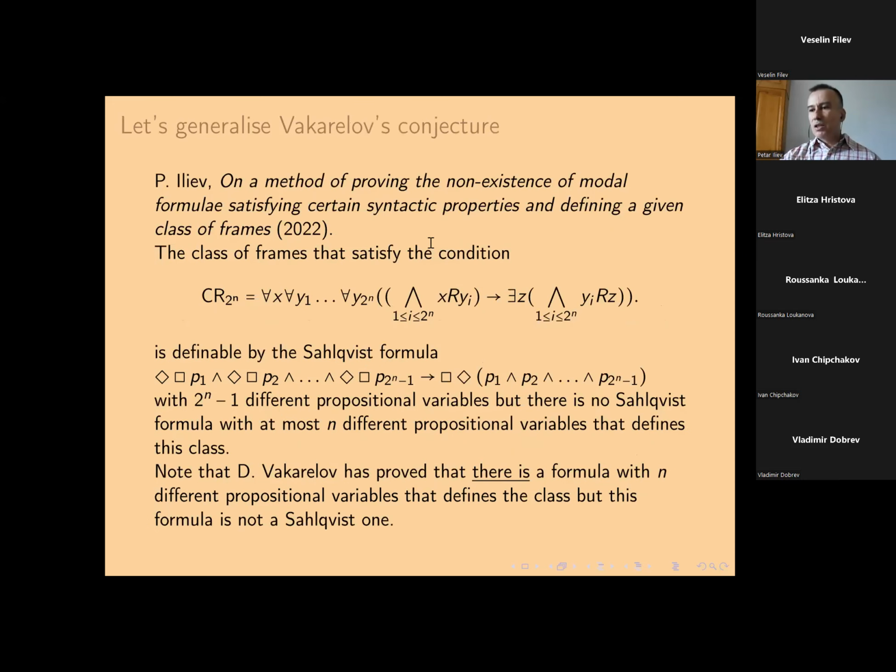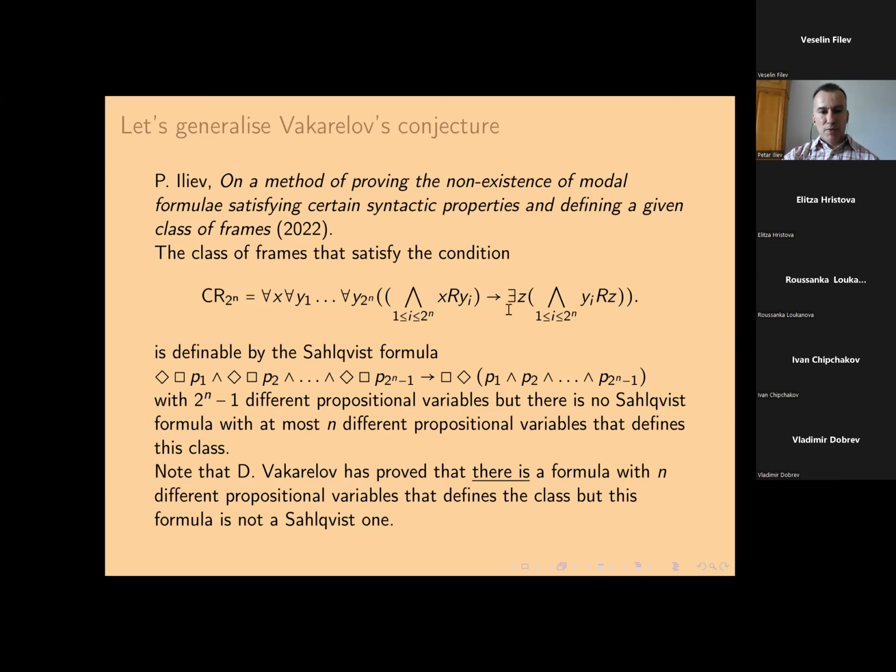And in my last paper, what I did was to generalize Vakarev's conjecture to the following thing. For every n, if you take the Church-Rosser 2 to the power of n property, then we can show that there is no Sahlqvist formula with just n variables that defines this property.